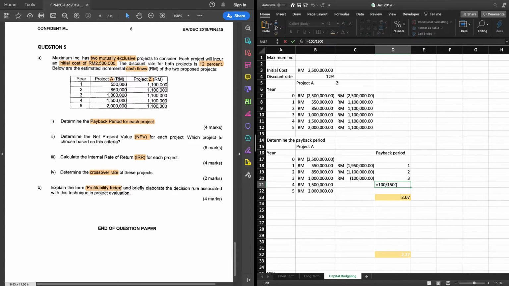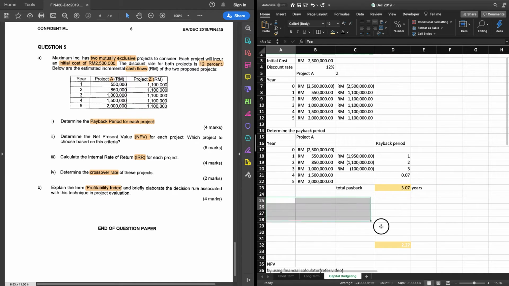That's why you need to do some calculation, because the outflow left is only 100,000. Then you divide by 1,500. When I simplify this, you will get 0.07 years. So when you sum up the total payback period, you will get 3.07 years.